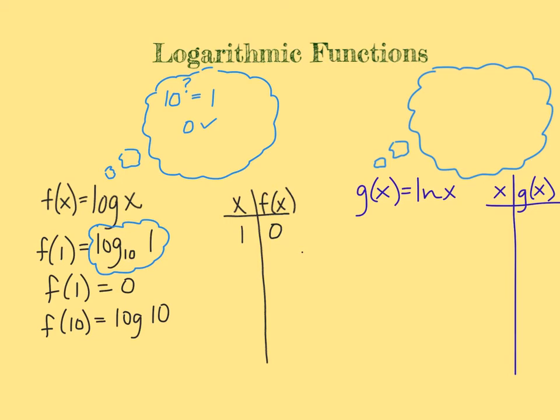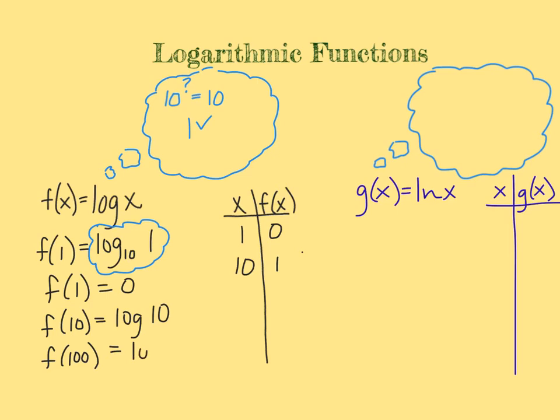So let's go to our thought bubble again. And we're thinking, all right, 10, that's our base 10. 10 to the what gives us this output of 10? Well, 10 to the first gives us 10. So when we plug in 10, we output a 1. Let's try 2 more. Let's try plugging in 100.